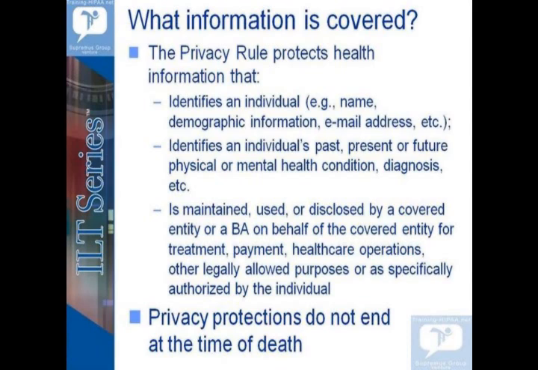Now, what information is covered? The privacy rule protects information that identifies an individual. In other words, it's a name, it could be demographic information like their address, it could be an email address, a website, driver's license number, and so forth. Because generally that's some of the information that is kept in that medical record or that claims record to identify the individual. It's something that identifies the individual's past, present, or future physical or mental health condition, diagnosis, and so forth.